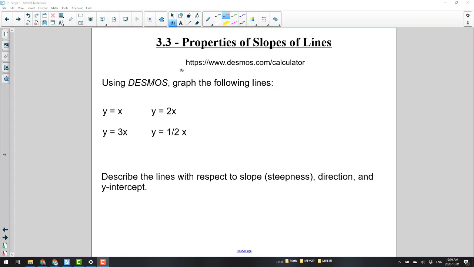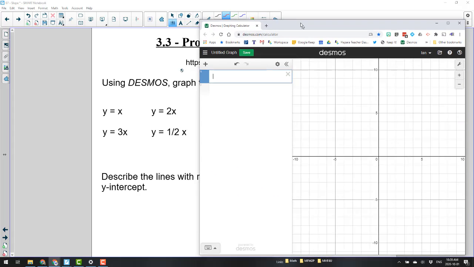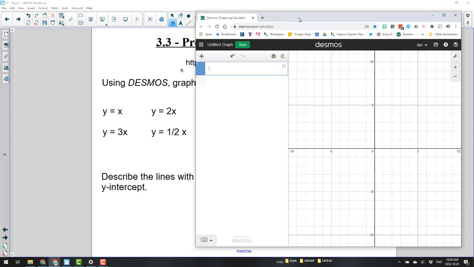What I would like you to do while you're watching this video is to have Desmos handy. Either you can open it up in a second tab in your browser, or if you have a phone or tablet handy, you can open up Desmos on that. We talked about Desmos earlier in the year. That's our graphing calculator app. So I'm going to pull out Desmos right here on my browser, desmos.com/calculator, and I'll be bringing this in and out so you can see what we're doing.